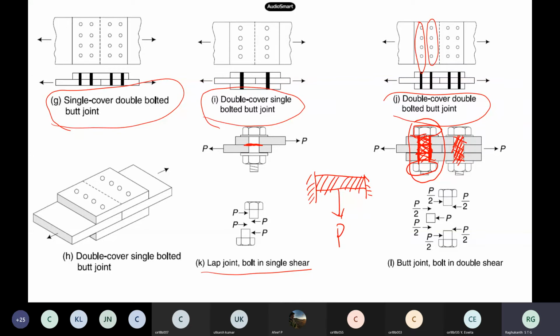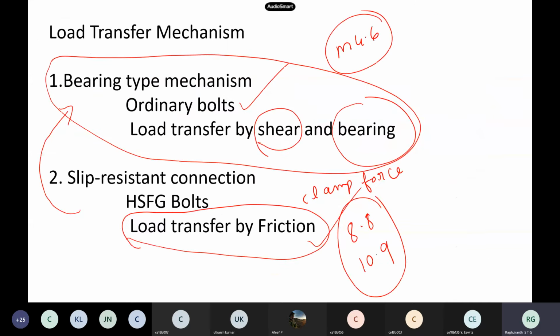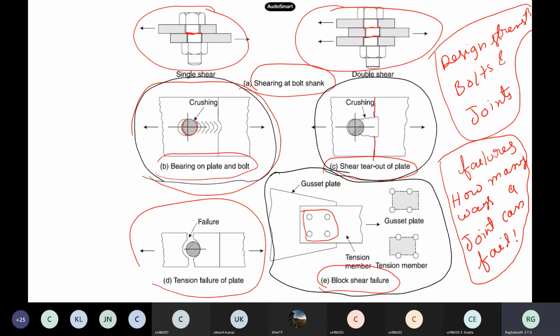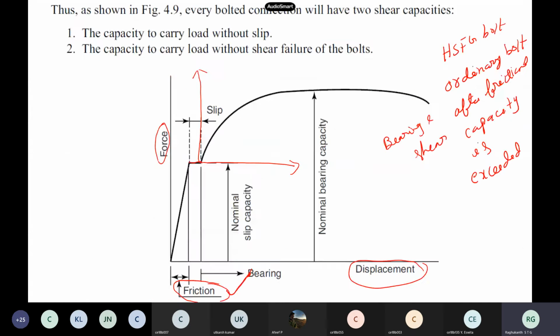If the grip is too long and then you apply load, what happens? You will have bending moments and other things also coming into picture. If the grip is very, very small, then the bending will be very, very small. So a large grip means bending will come. But we have not designed for bending. We are saying only shear strength, you followed it.